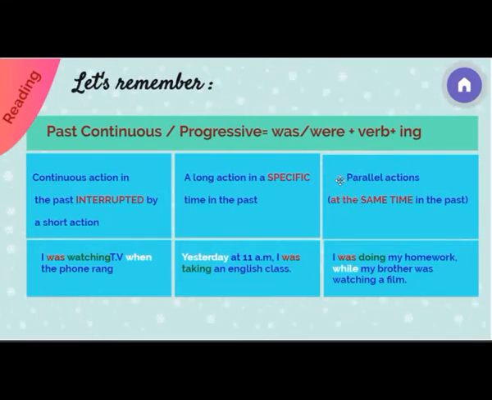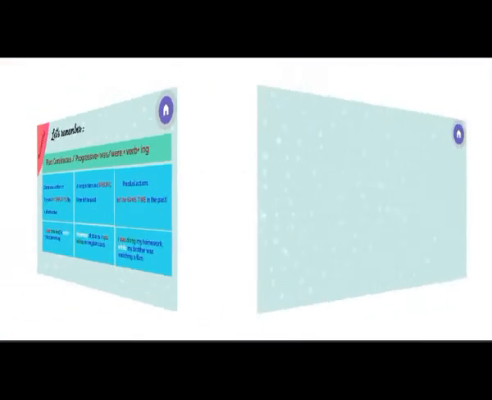3. Now we use the past continuous or the past progressive tense to describe parallel actions or to describe actions happening at the same time in the past. Example, I was doing my homework while my brother was watching a film. We have two actions happening at the same time, was doing and was watching. And here we have while. You note the use of while here and when. So let's practice.